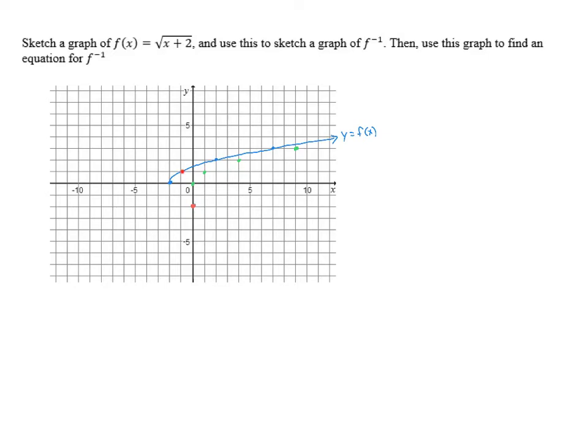Instead of -1, 1, we'll look at 1, -1. Instead of 2, 2, we'll look at 2, 2, because if we swap 2 and 2, we get the same point. And instead of 7, 3, we've got 3, 7, which is up here.